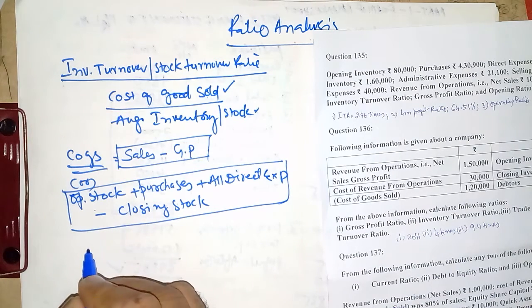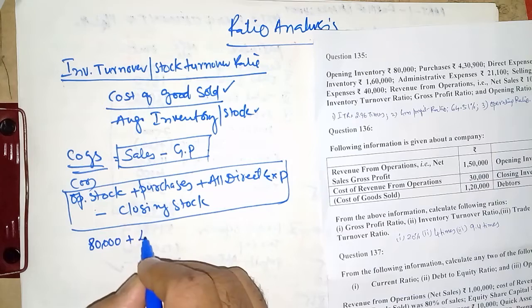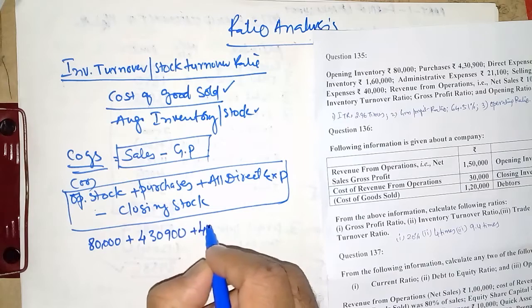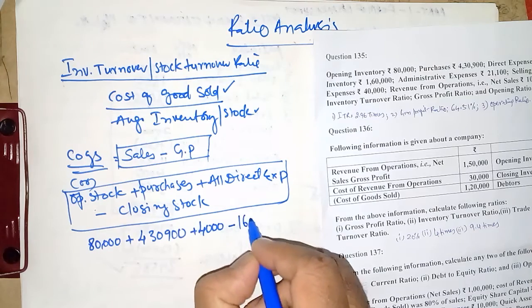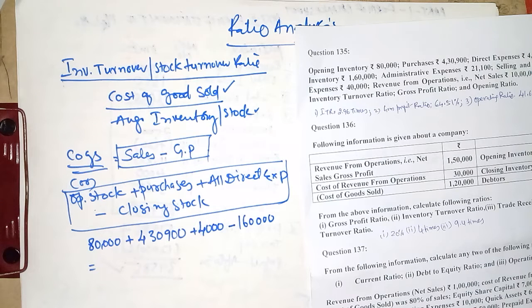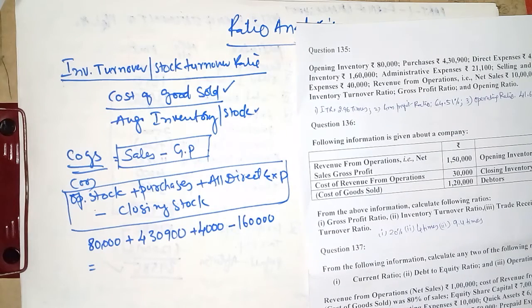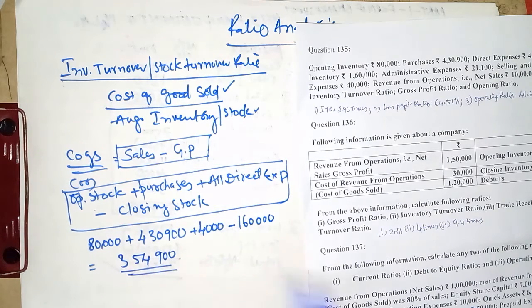So we have opening inventory of 80,000 plus purchases of 4,30,000 plus direct expenses of 4,000 minus closing stock of 1,60,000. Then calculate the amount. So make the summation: 80,000 plus 4,30,000 plus 4,000 minus 1,60,000. So we are getting 3,54,000 as our COGS, right?